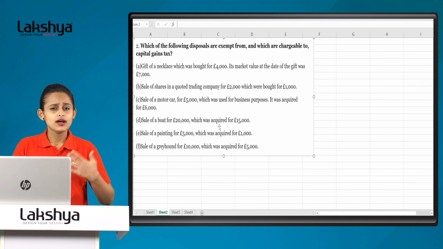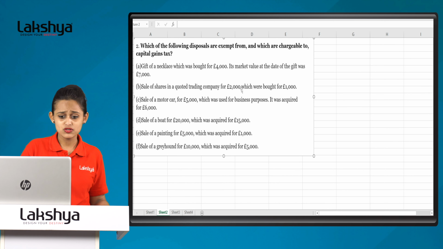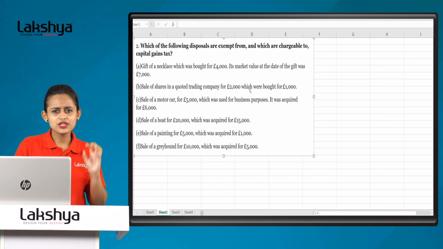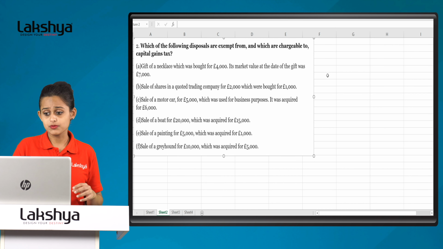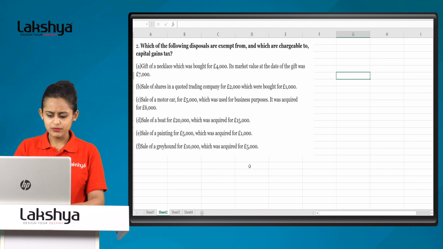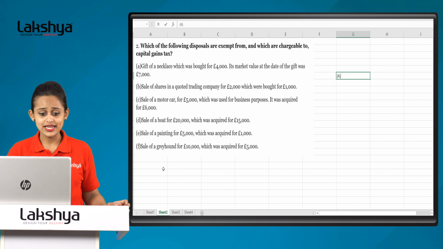Now improve your skills. It is very important to improve your skills in identifying. Let's look at the next one. It says, which of the following are exempt from, or chargeable to, capital gains tax? So we have to identify whether they are exempt or chargeable. We'll write them one by one. Is it exempt or not? So let's look at A.